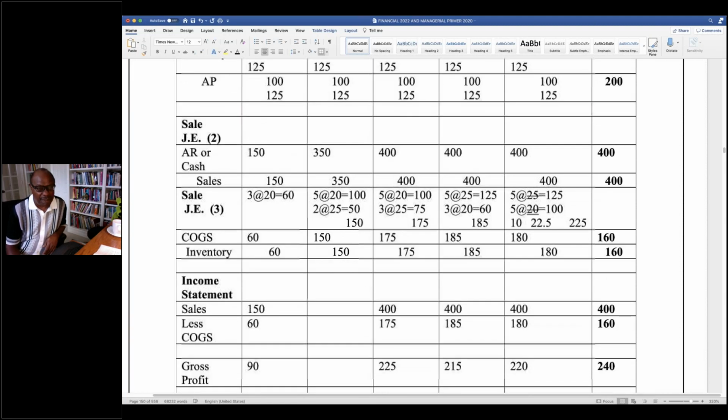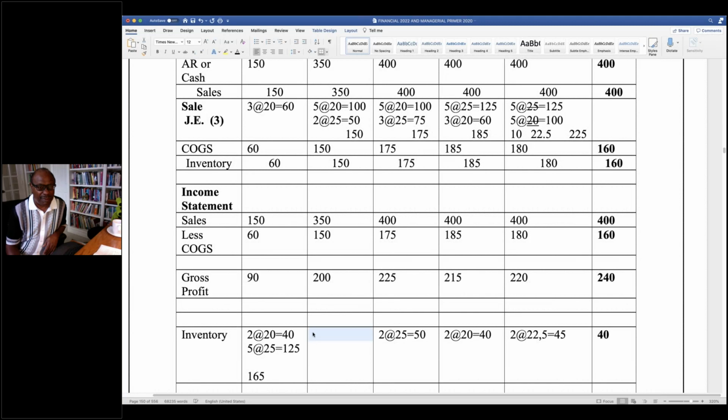So we get ready to do the income statement. What are sales? 350. Cost of goods sold? 150. What's our gross profit? 200. What do we have left in inventory now? We have 3 at 25. It'd be 75.